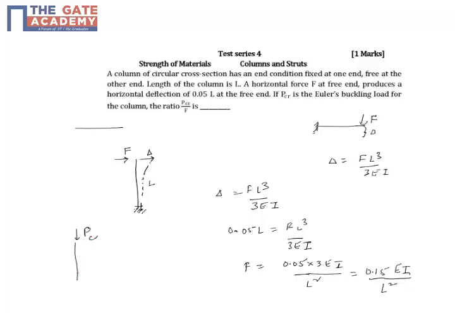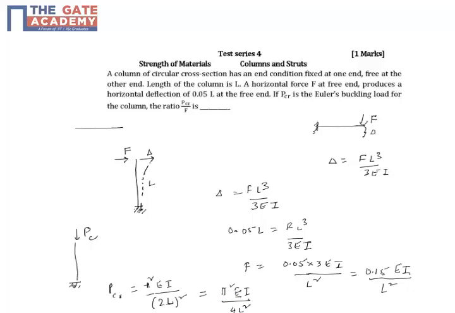Now the other part is that he's applying the horizontal load, and at a point this becomes the critical load. So the critical load for this problem is pi square EI by the effective length squared. For this boundary condition, when one end is fixed and the other end is free, the effective length is 2L. So 2L whole square, so pi square EI by 4L square.